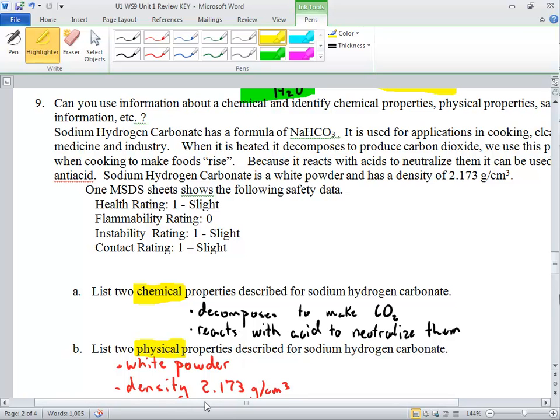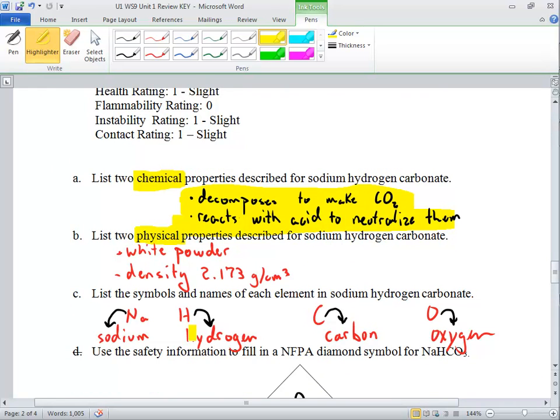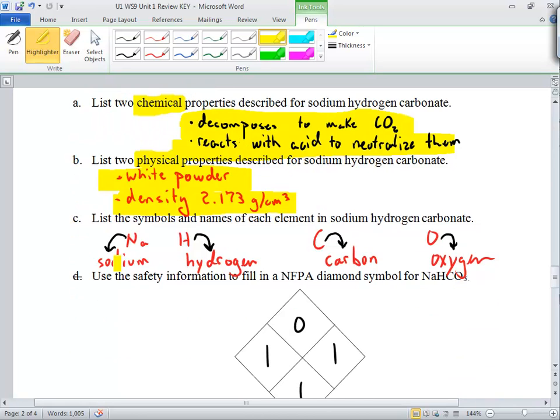And so we did talk about chemical and physical changes. So hopefully you recognize here that the chemical changes that are written, something decomposing or falling apart and changing so that it releases carbon dioxide gas, or something that reacts with an acid, those kinds of things would be chemical properties. And the things that are listed up above here that are physical properties are things like the color and the density or mass to volume ratio.